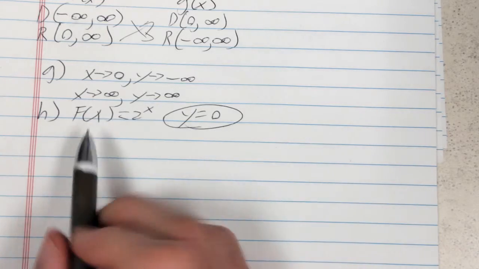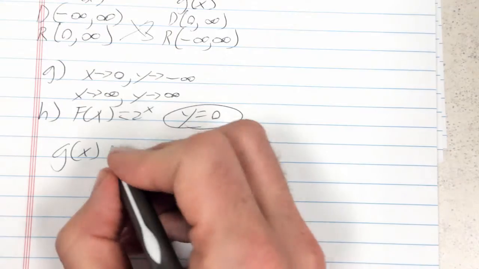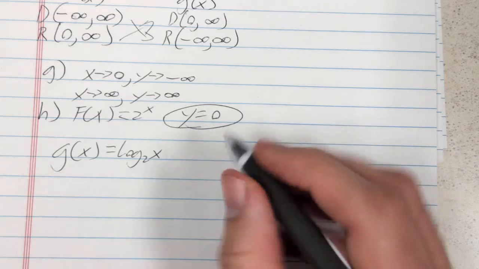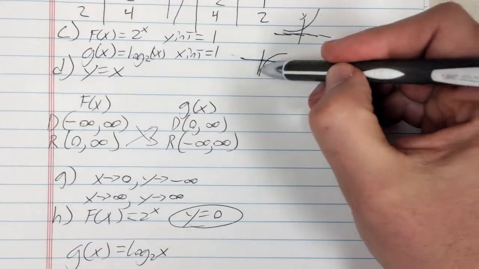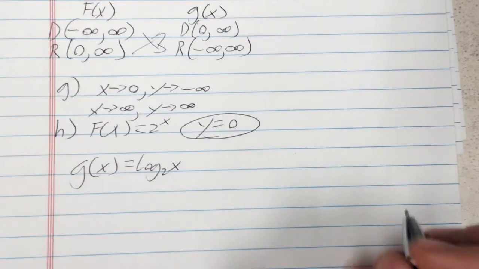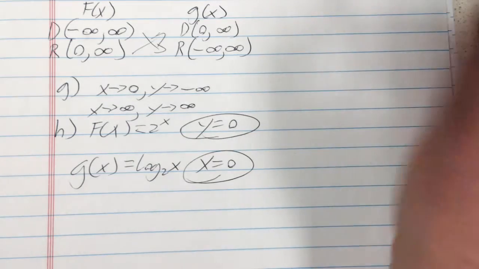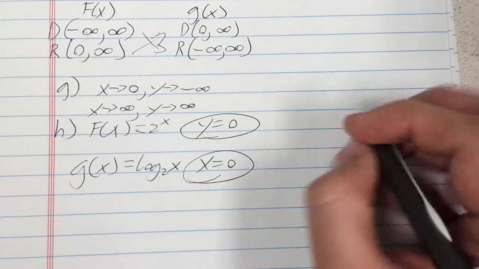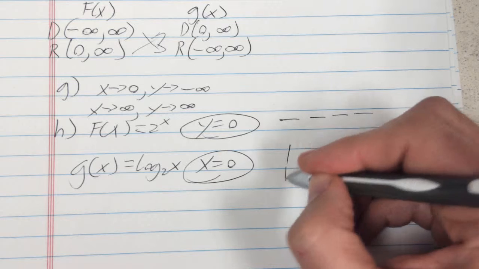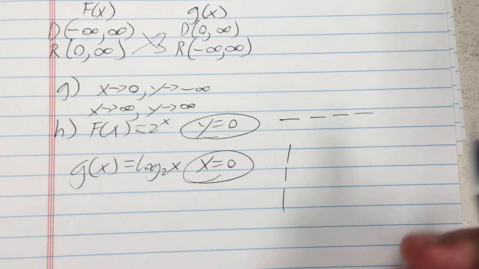Well, when we flip the x and the y, guess what happens? g of x is equal to log base 2 of x. It is now going to have a vertical asymptote, right? It's going to have a vertical asymptote here at x is equal to 0. So an exponential statement has a horizontal asymptote. A log statement has a vertical asymptote. What's been switched is the x and the y.